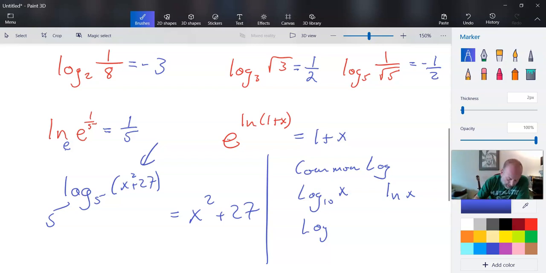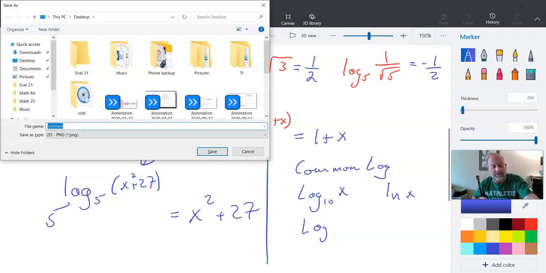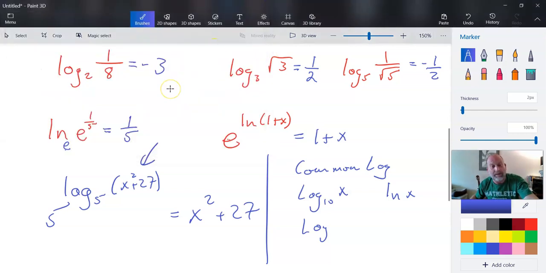All right, so I just want to summarize what we just discovered. Oops, I hit the wrong button. Let's try this one more time. There we go.